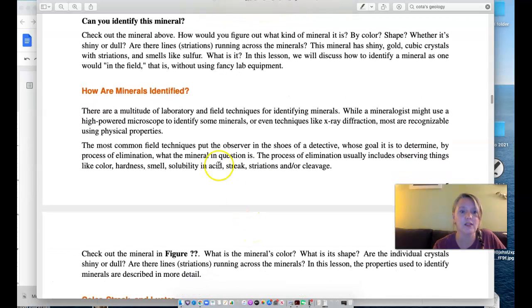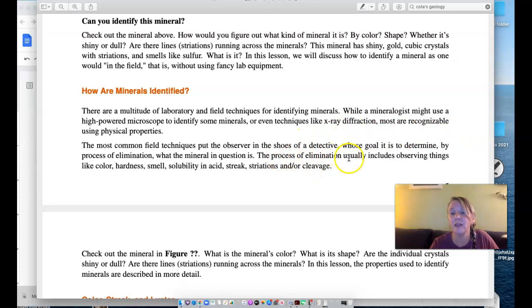Okay, it says there's a multitude of laboratory and field techniques for identifying minerals. While a mineralogist might use a high-powered microscope to identify some minerals, or even techniques like X-ray diffraction, most are just recognizable using physical properties, just by observing them, just by looking at them. The most common field techniques put the observer in the shoes of a detective. Again, you are using process of elimination. You're starting with an unknown and you're asking yourself a series of questions in order, and you will eventually eliminate a bunch of minerals and really kind of hone in on one or two possibilities.